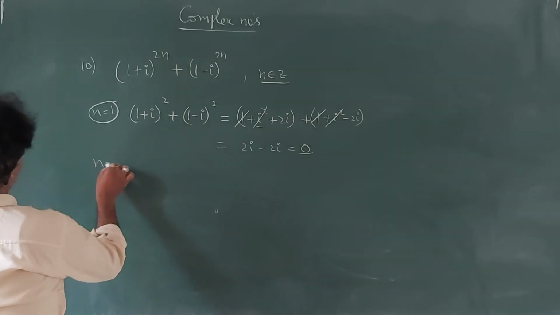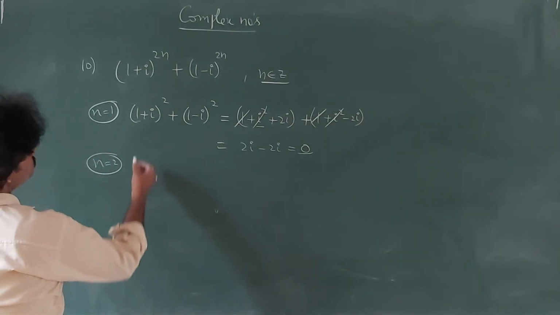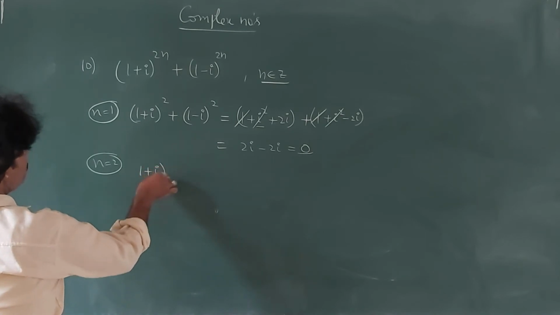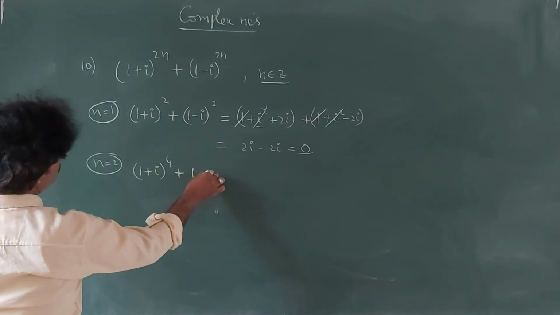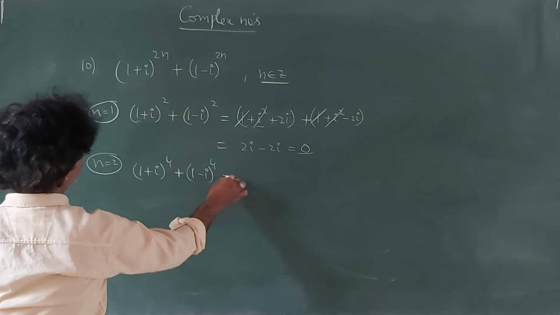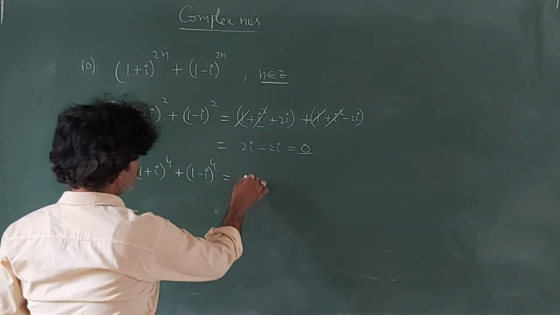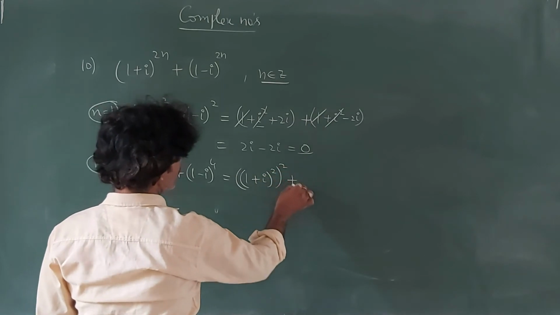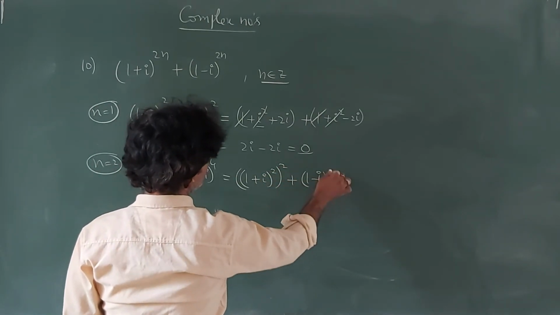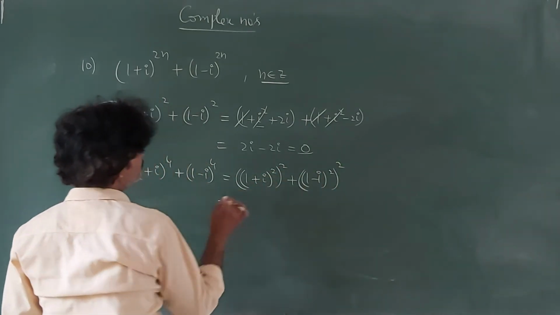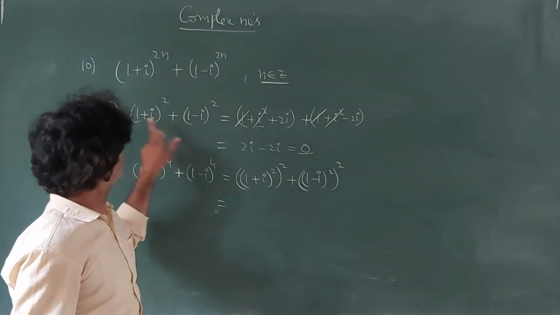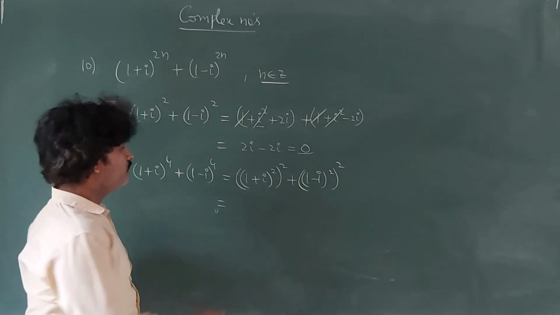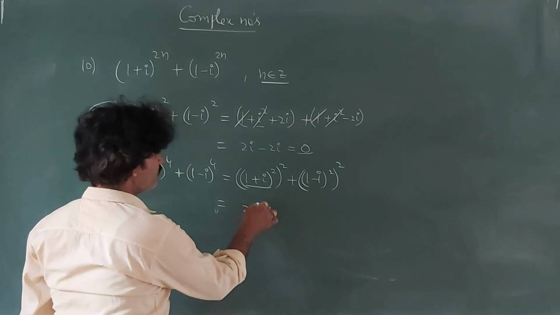Now let us take n value another number, 2. Then how much will it be? (1 plus i) whole power 4 plus (1 minus i) whole power 4. Again, can I write it like this: (1 plus i) whole square, whole square, plus (1 minus i) whole square, whole square? Easy, no? Because (1 plus i) whole square value we did. How much? Right, this is 2i.